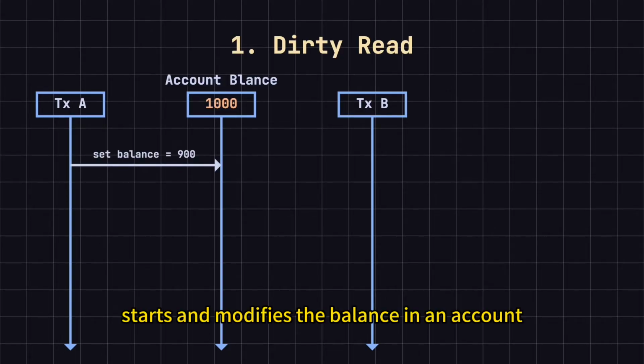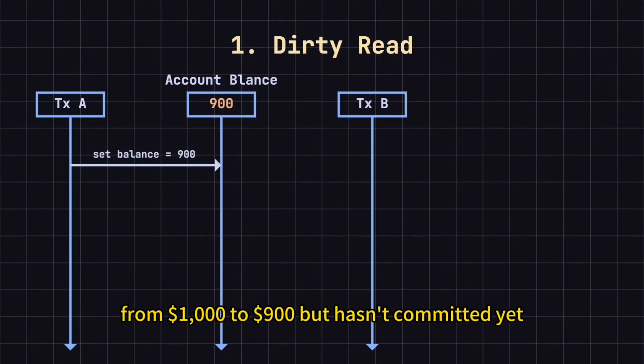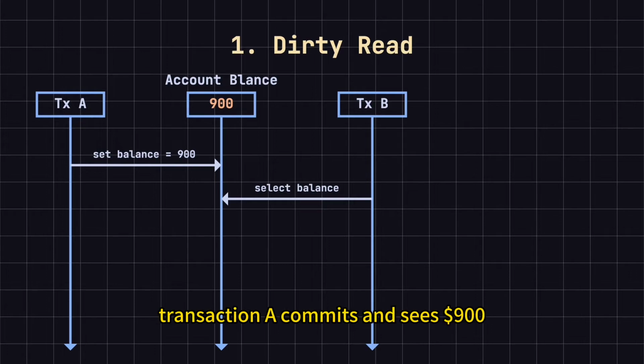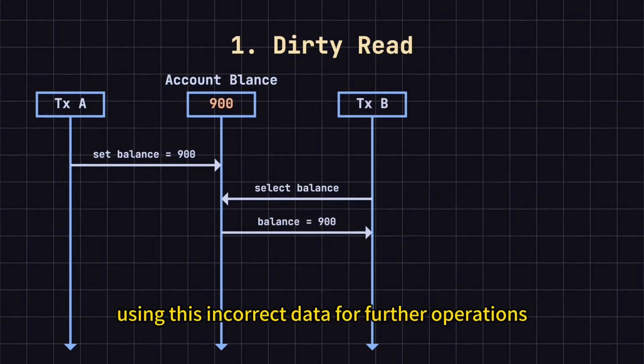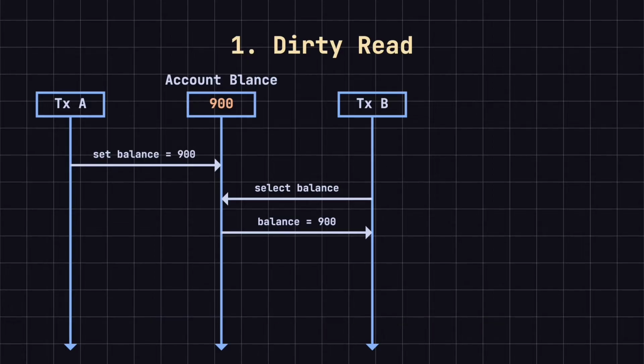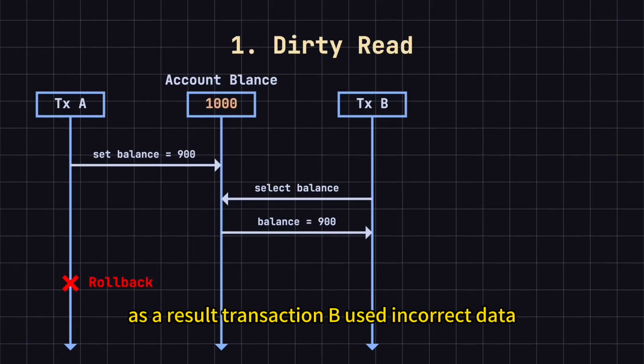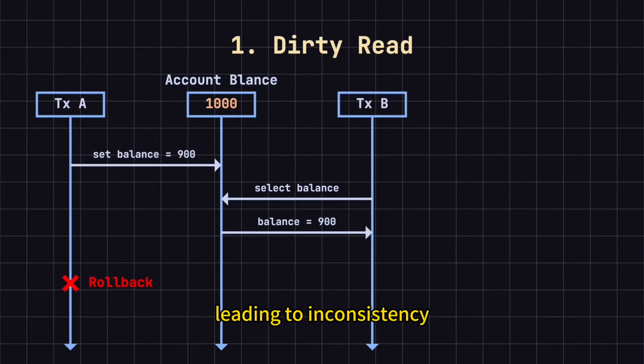Transaction A starts and modifies the balance in an account from $1,000 to $900 but hasn't committed yet. Transaction B reads the balance before Transaction A commits and sees $900, using this incorrect data for further operations. Later, Transaction A rolls back, and the balance returns to $1,000. As a result, Transaction B used incorrect data, leading to inconsistency.